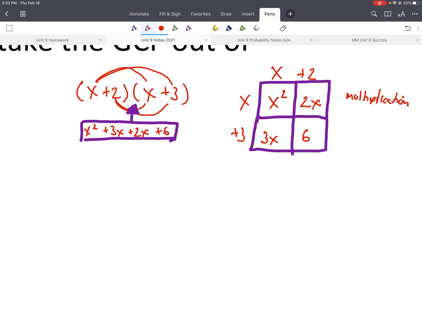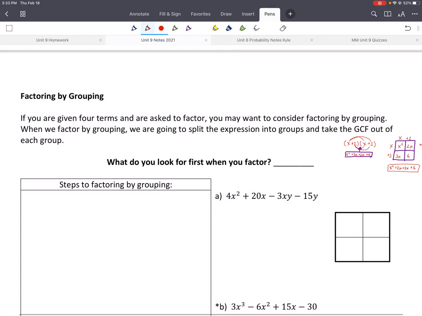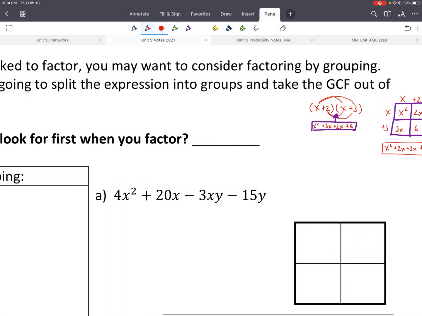And then what we did is we combined like terms, but really this is x squared plus 2x plus 3x plus 6, and we would combine like terms. So again, if you use the box method, you still end up getting 4 terms. There are 2 ways to factor by grouping, and I will go over both of those. You can choose which one you want to do. I started by only doing one way, and then in class I did it the other way because some people like it better.